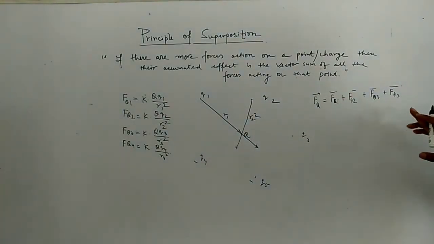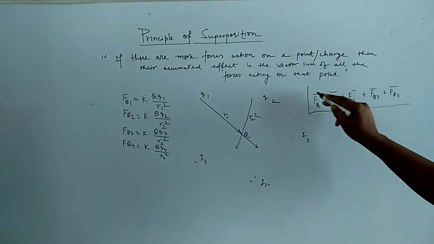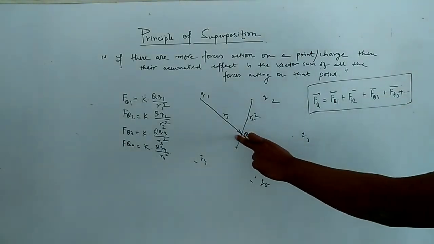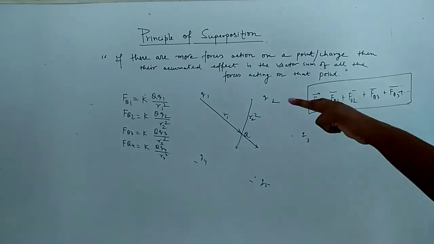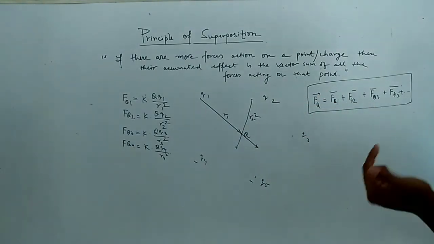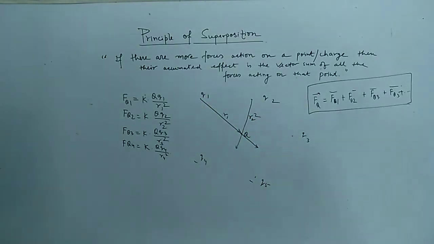So this is the idea of the principle of superposition: the force acting on a particular charge due to various other charges can be found as the vector sum of the individual forces acting on the charge under consideration. I think I made myself clear. To explain this, I'll take another example, but first I have to clean the screen.